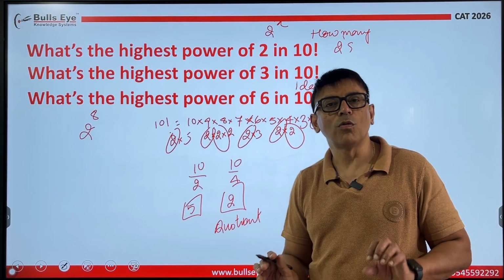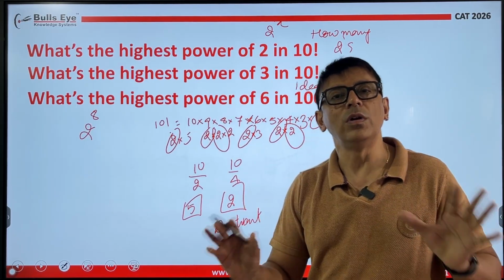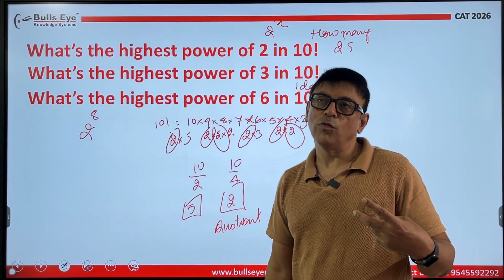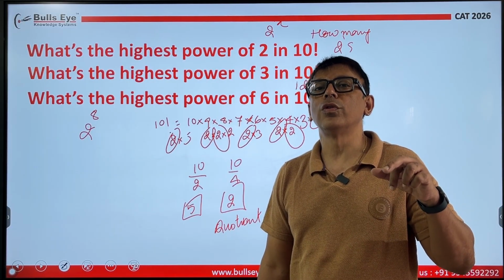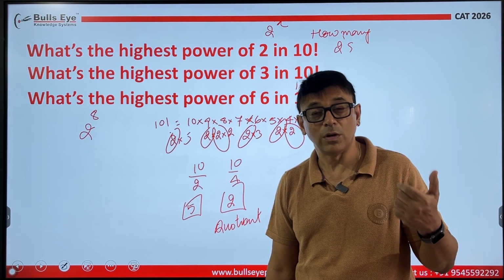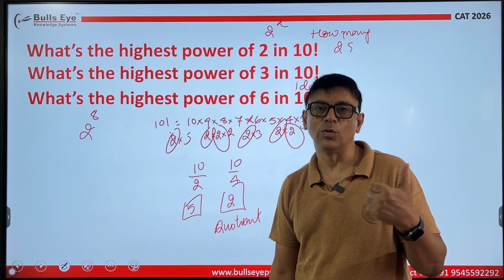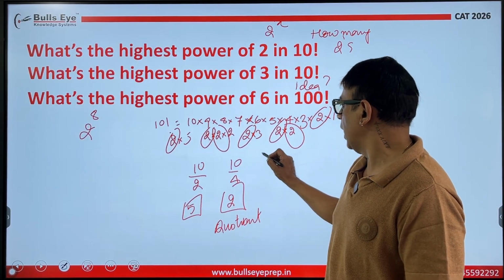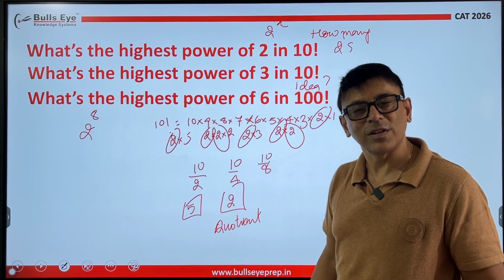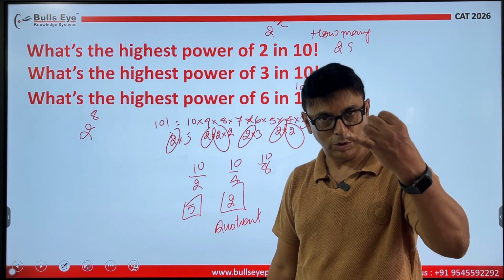10 divided by 4: 4 ones are 4, 4 twos are 8. There are only 2 4's. By finding 2 4's, we find out the 2's that got missed in the first round. There were 2 2's. We located the single 2's and now it is the second 2's. And then we divide by 8 because 8's are made up of 3 2's, 2 into 2 into 2.